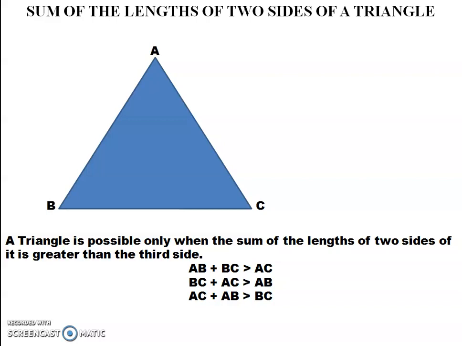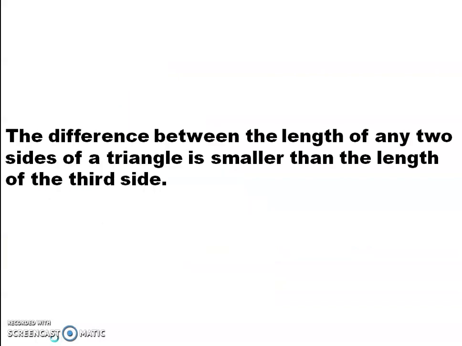measurements. Okay, once again, AB plus BC should be greater than AC. BC plus AC should be greater than AB. AC plus AB should be greater than BC. Remember that, children, all the three conditions should be true. If any two conditions are true and the other one is false, the length given to you will not be able to draw a triangle. Let's see the problems based on this.